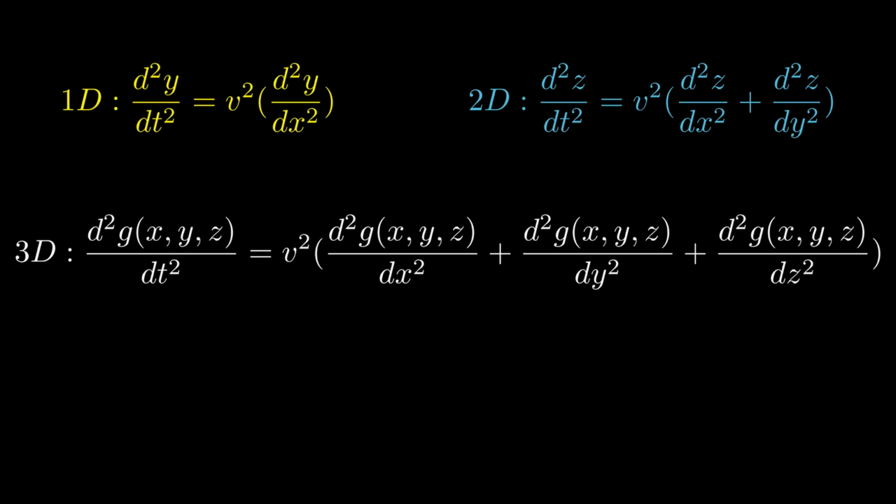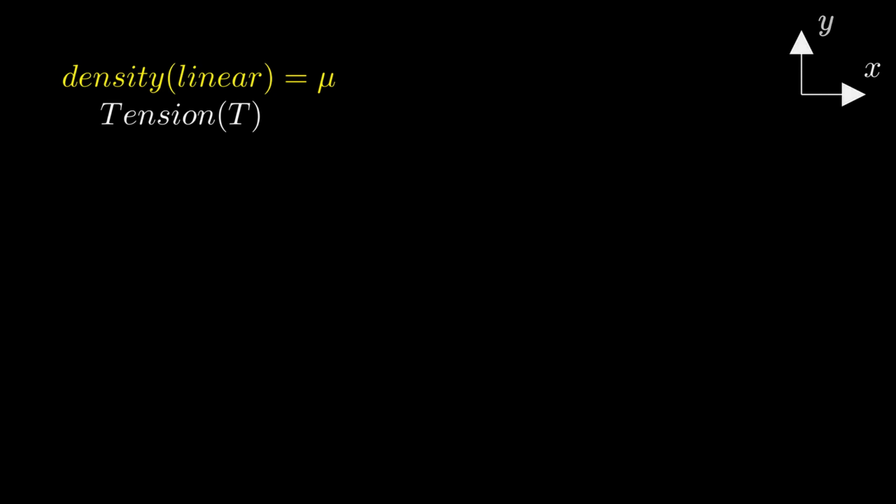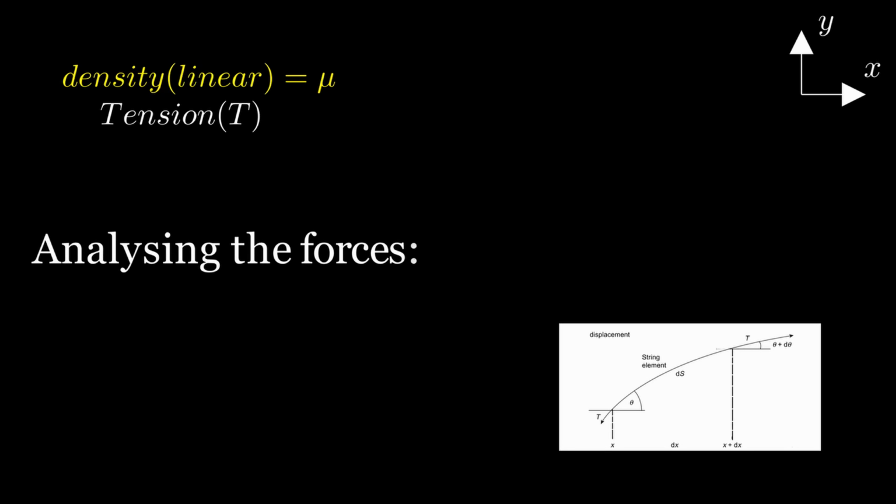Let us start by exploring a string under tension. We assume that the linear mass density of the string is mu and it's under tension T. Sampling the forces in the x and y direction, we get that the net force along the x direction is 0. This is rather intuitive as there is no horizontal displacement of any matter, but we do have a net force along the y direction, and that is given by analyzing the forces using Newton's second law.